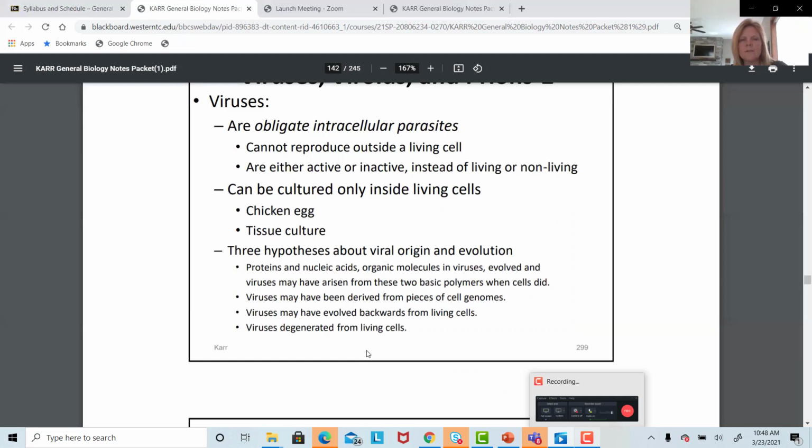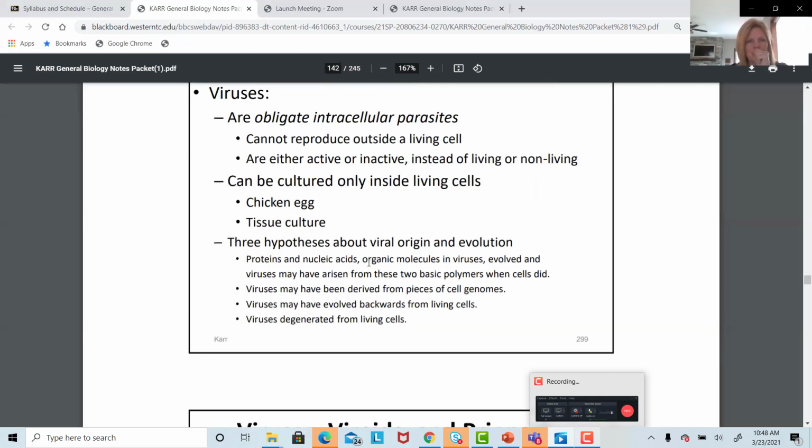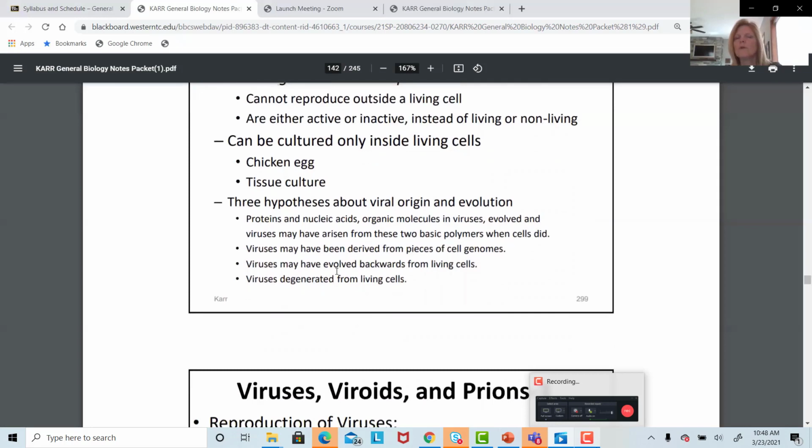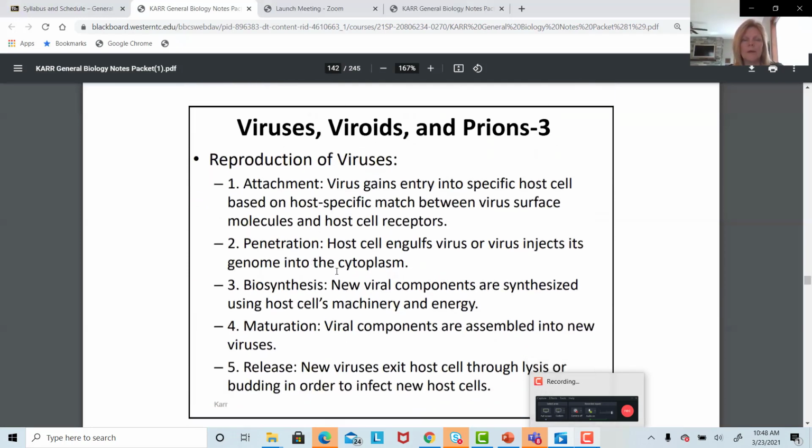So where did these viruses come from? We don't really know. There's a couple of different theories, hypotheses of where they came from. I'm not going to hold you accountable for these, but they don't really have an exact explanation for how viruses came to be. But they do very readily reproduce in our cells, and there's 5 steps.